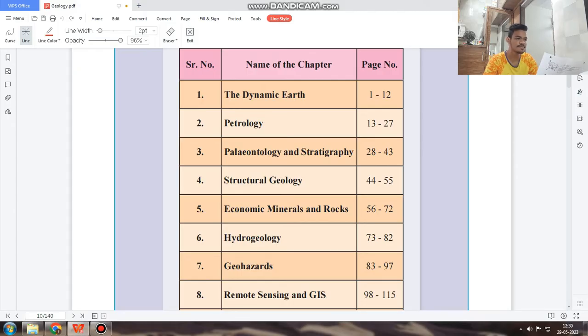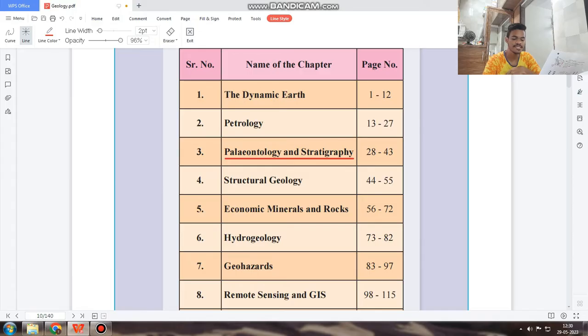Stratigraphy is basically of sedimentary rocks. So for studying stratigraphy we need to know petrology. Then in stratigraphy there are various principles. After that there is a geological time scale which is studied in standard 11th, and after that there is a small part of supergroups. In the fourth chapter we shall be studying about structural geology.